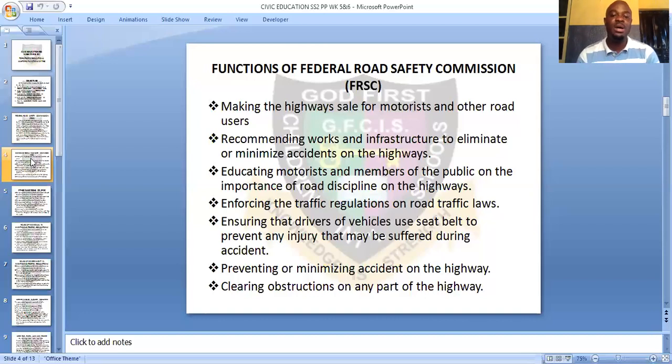Another one is preventing or minimizing accidents on the highway. It is their job to make sure, if possible, they prevent accidents from occurring, or rather minimize to a drastic level the way accidents occur on the highway. Another one is clearing obstruction on any part of the highway. That is when trailers fall down on the road, or there's one obstruction or the other on the road, which could cause traffic. So it is their job to clear such obstruction in order to allow free movement of vehicles.